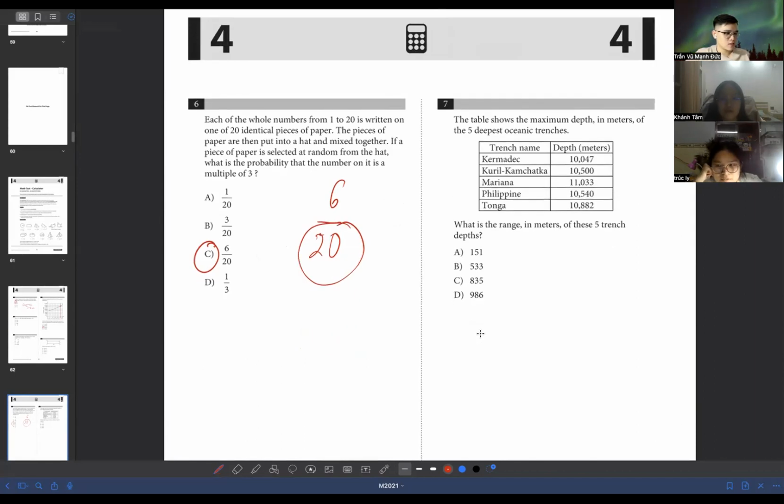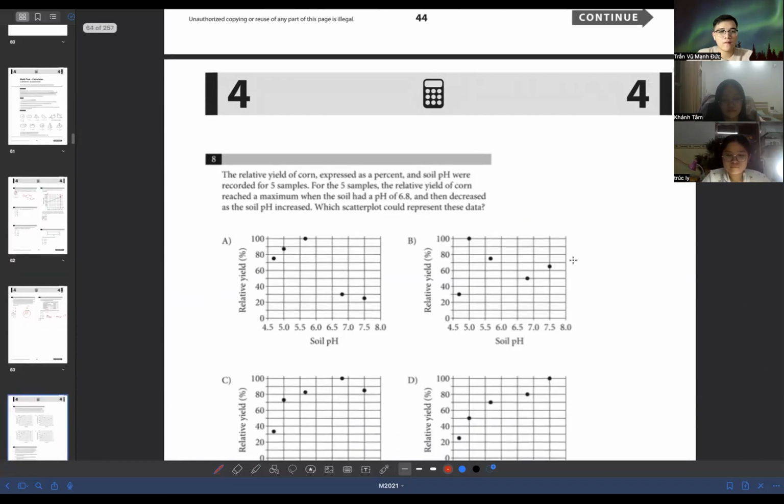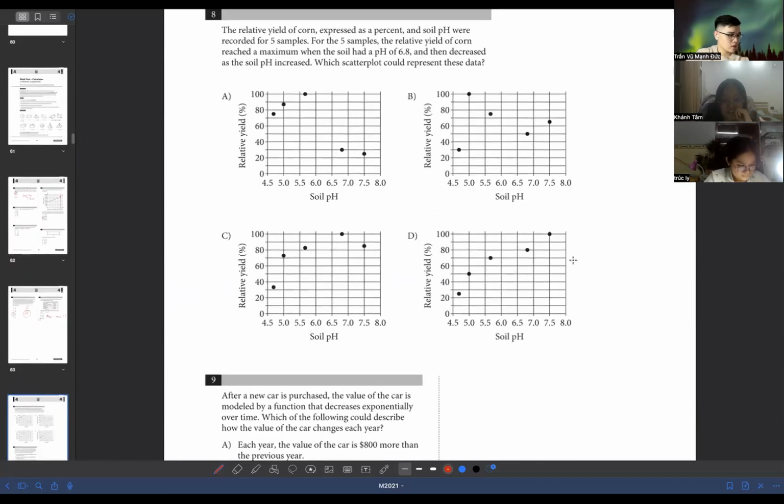Okay, 6C, and 7. 7D. Sorry, 7D. Hang on a sec. All right, good. What is the range? It is 5 trench depths. You just subtract. How do you calculate the range? Max depth minus the min depth. Exactly. Don't plus 1, all right? Because if you plus 1, it will be the amount of numbers, not the range. Range is only max minus min. Very good.